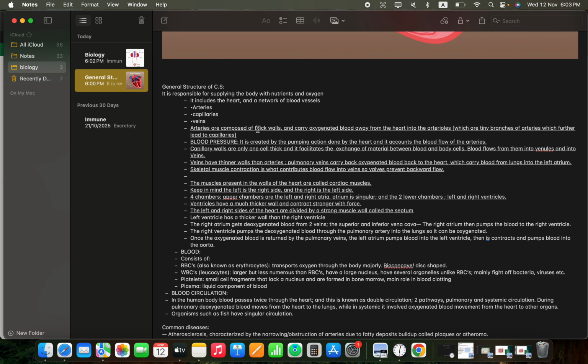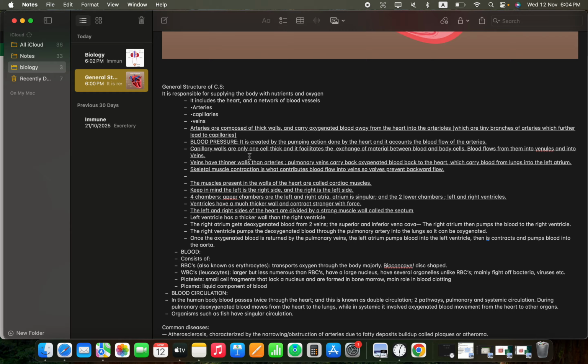So basically, the circulatory system includes the heart and a network of blood vessels. These blood vessels include arteries, capillaries, and veins. Arteries are composed of thick walls and carry the oxygenated blood away from the heart into the arterioles, which are tiny branches of arteries which further lead to capillaries. So basically, when arteries go away from the heart, they also branch into tiny branches, which are called arterioles. And the same goes for veins, and when they extend and branch out, they're called venules, and they lead to capillaries.